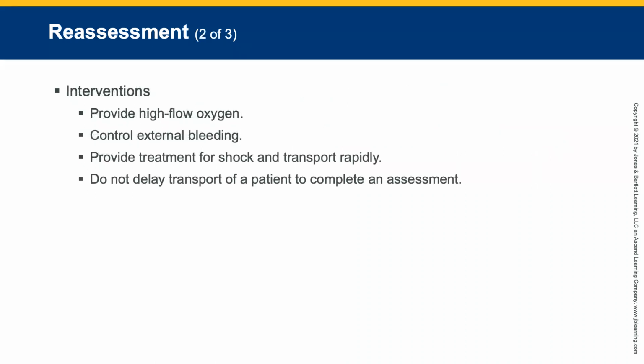Interventions. Some of the things we're going to do for them. We're always going to put any patient on high flow O2. Have we controlled their external bleeding? Provide treatment for shock if it's applicable, and we're going to transport very rapidly. If internal bleeding is suspected, apply high flow O2 with a non-rebreather mask and provide transport. Do not ever, ever delay transport of a patient to complete an assessment. If you recognize they have an internal bleed, get gone, because we ain't waiting on you.